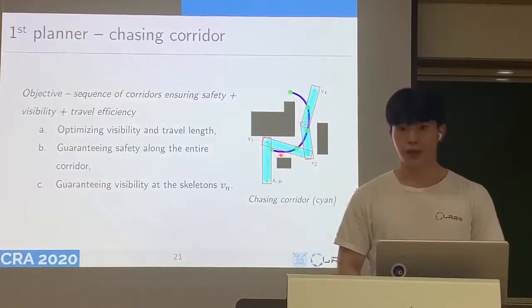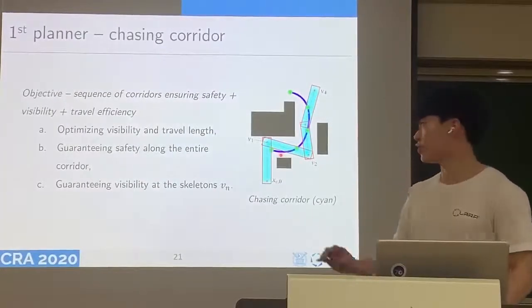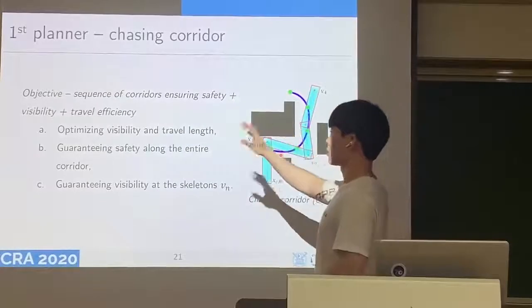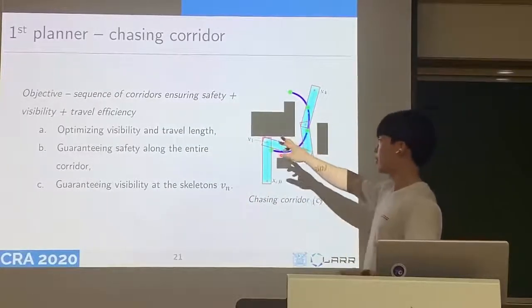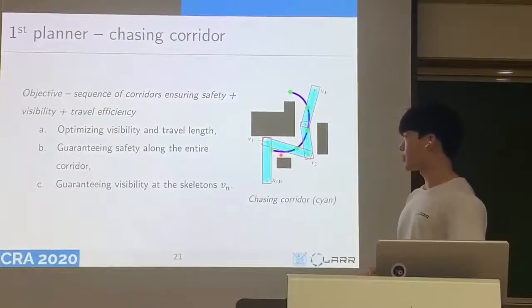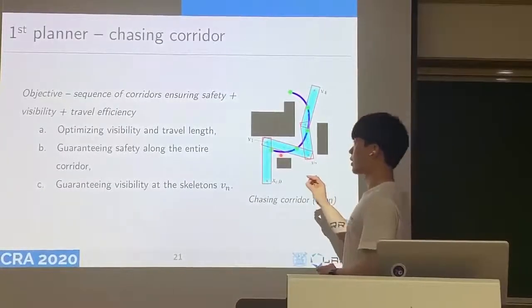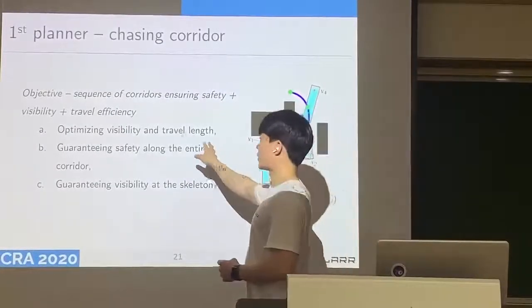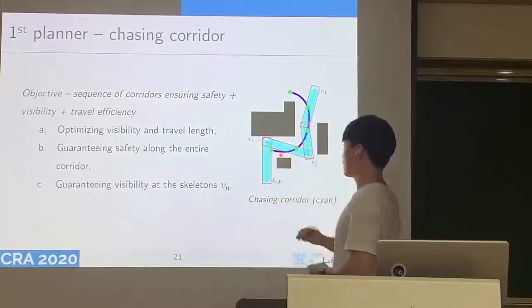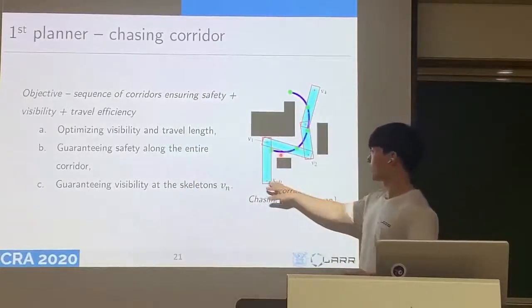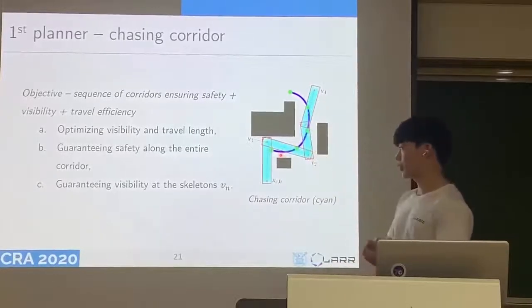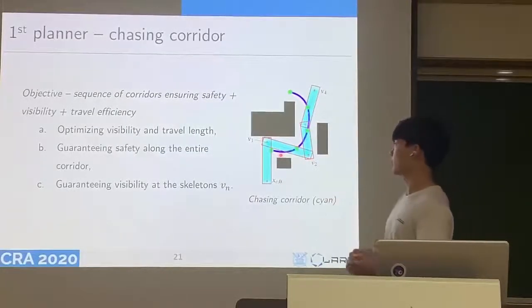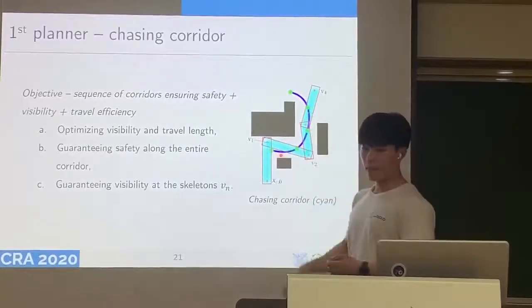In the first planner, the generated corridors are to ensure safety, visibility, and travel efficiency. And it has the three following properties. First, it will optimize the total travel length along with the visibility, and it will strictly guarantee the safety over the entire corridors, and it will also strictly guarantee the visibility at the skeleton points here.